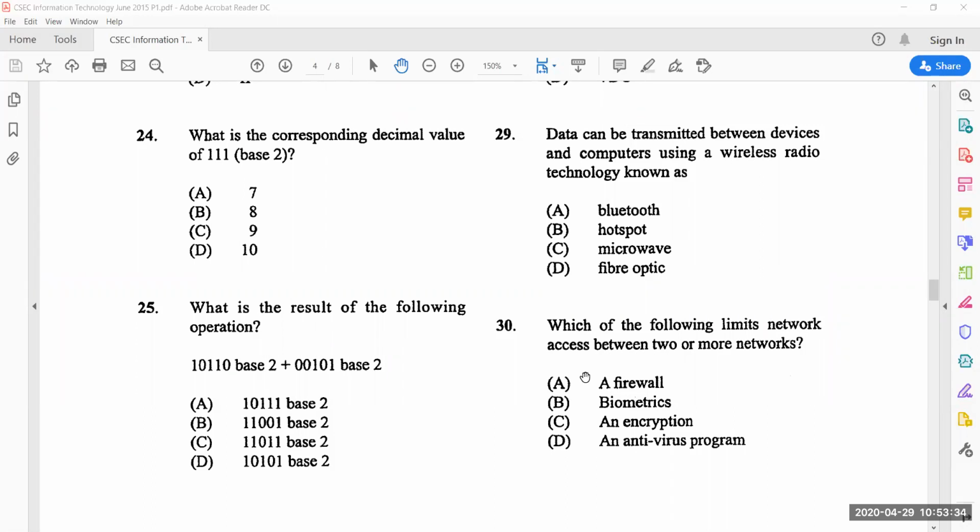Right, so fiber optic is a wired technology. Microwave is more for long range communication. Hotspot is a wireless Wi-Fi. Bluetooth is generally used for transmitting data between devices and computers. As an example of that, there are Bluetooth peripherals such as Bluetooth printers and a mouse that could be connected to your computer via Bluetooth. So the answer for 29 is A.